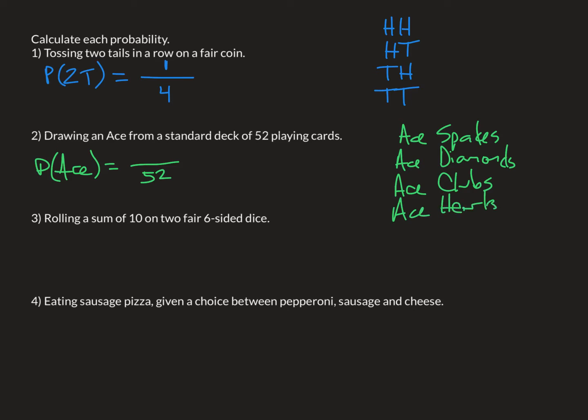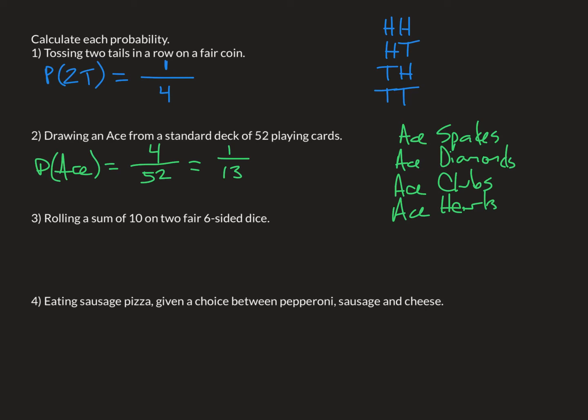So there are 4 different aces we could choose that would be successful, so we get 4 successes out of 52 options. And we can simplify this fraction. They're both divisible by 4. 4 divided by 4 is 1. 52 divided by 4 is 13. So there's a 1 out of 13 chance we draw an ace out of 52 cards.